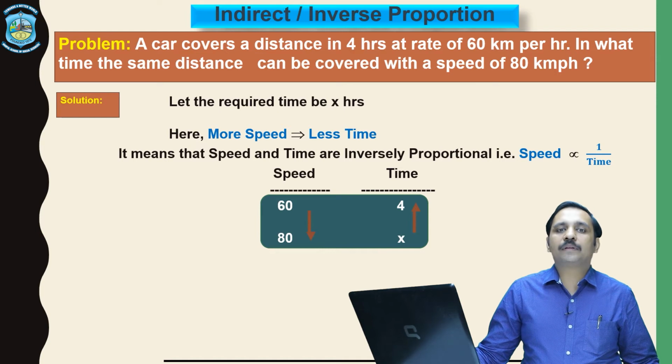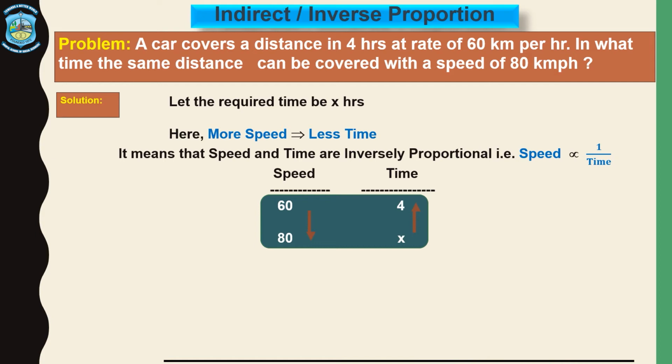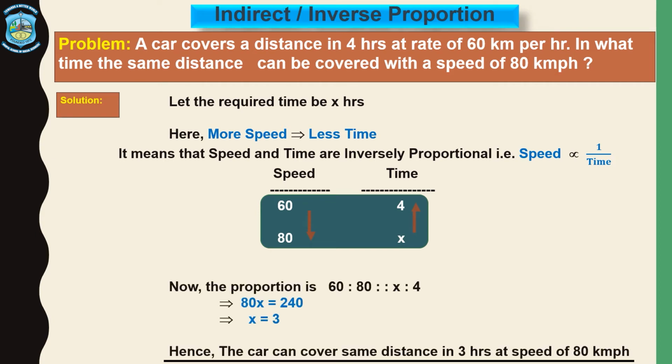That means if the direction of this arrow is from top to bottom, the direction of the other arrow should be the opposite direction, that is from bottom to top. It doesn't matter what the value is, you just compare the relationship. Now the proportion is 60 is to 80 proportional to x is to 4. On solving this, we get the value of x as 3. That means the car can cover the same distance in 3 hours.